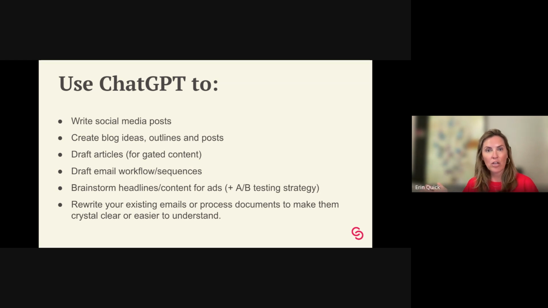You can even dump all of your current content in there, and it will rewrite any of your existing email templates if you want a slightly different tone. Or if you want to have different tones for different audiences. Like for surrogates, we want to talk in this tone. For IPs, we want to talk in this tone. For clinics, we want to talk in this tone. You can very much switch it up.